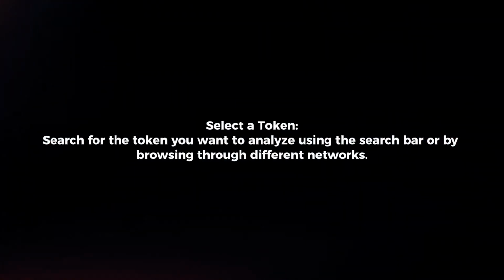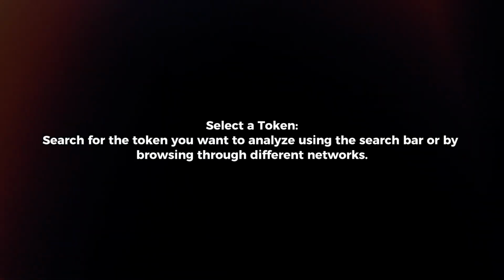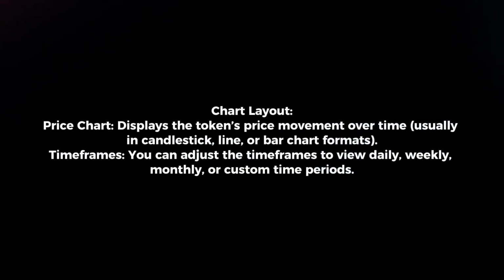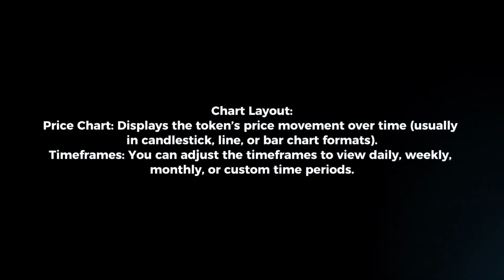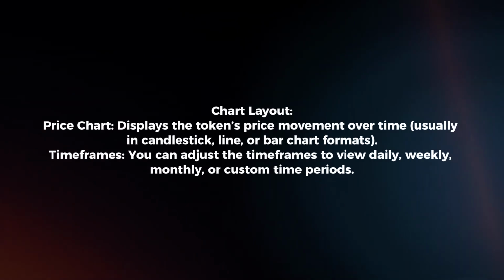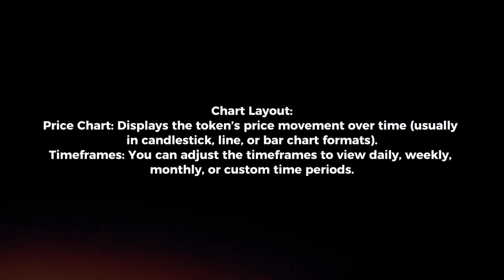Select the token. Search for the token you want to analyze using the search bar or by browsing through different networks. Chart layout. Price chart. Display the token's price movement over time. Time frames. You can adjust the time frames to view daily, weekly, monthly, or custom time periods.